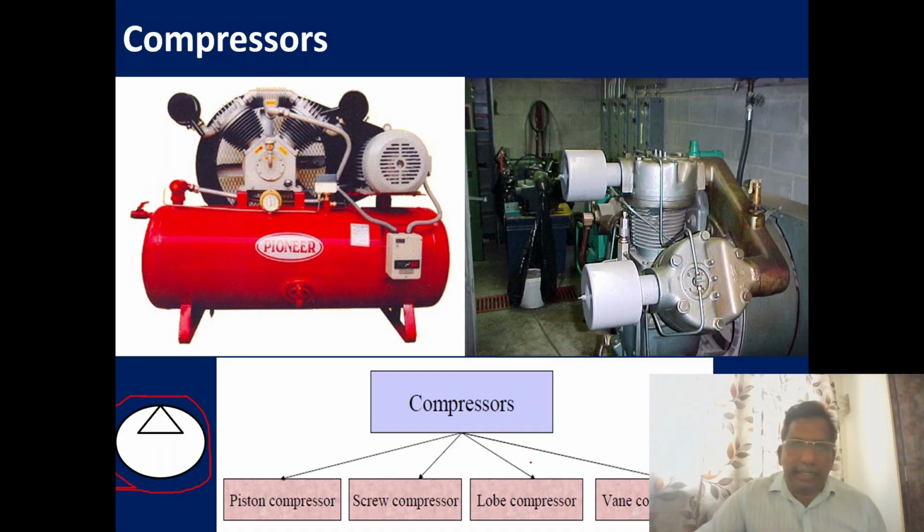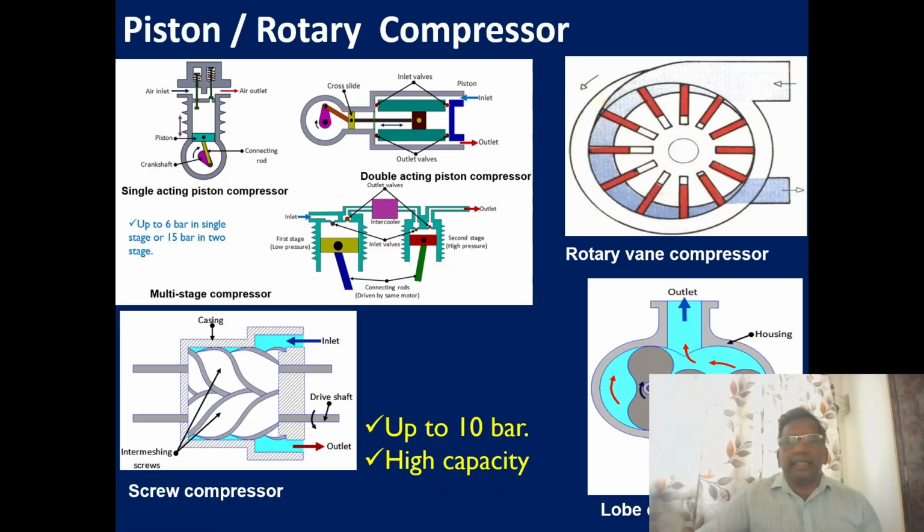So different types of compressor we are having. Initially, we can classify into piston compressor, screw compressor, lobe compressor, and so on. These are the different types of compressor. So we can see some of the compressors listed here. Maybe it's a piston compressor or rotary compressor. We can have, for example, piston compressor.